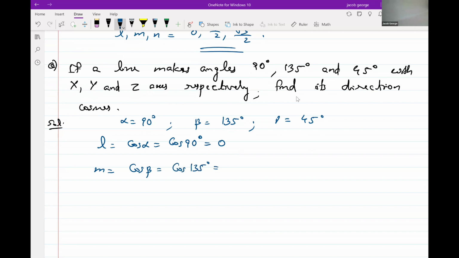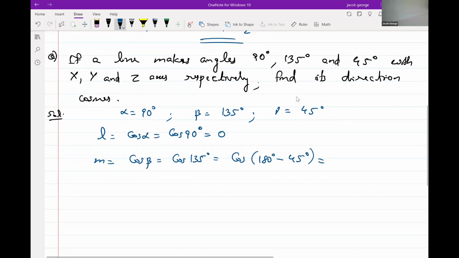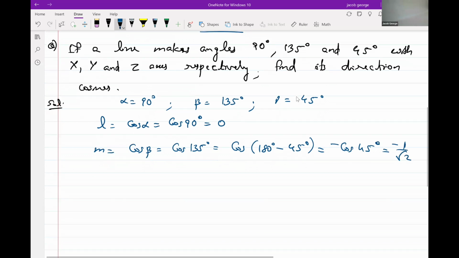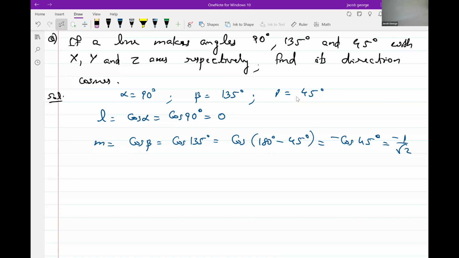How do you write cos 135 degree? 180 minus 45. It is in which quadrant? Second quadrant. In the second quadrant, the cos is negative. So minus cos 45 degree, that is minus 1 by root 2. Is it clear? Cos 135, 180 minus 45. Then n is equal to cos gamma. Cos gamma is cos 45 degree. Cos 45 degree is 1 by root 2.